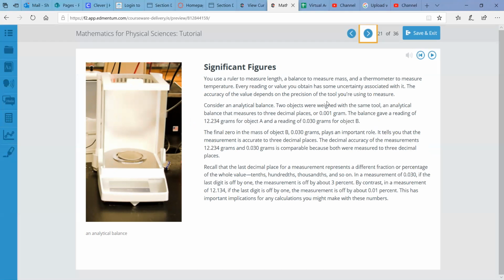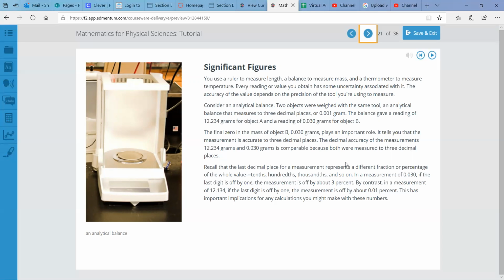Significant figures. This throws off a lot of people sometimes. When you use a ruler, a balance or scale for mass, thermometer for temperature, every time you read a value, there is some amount of uncertainty associated with it. The accuracy depends on the precision of the tool you're using to measure.